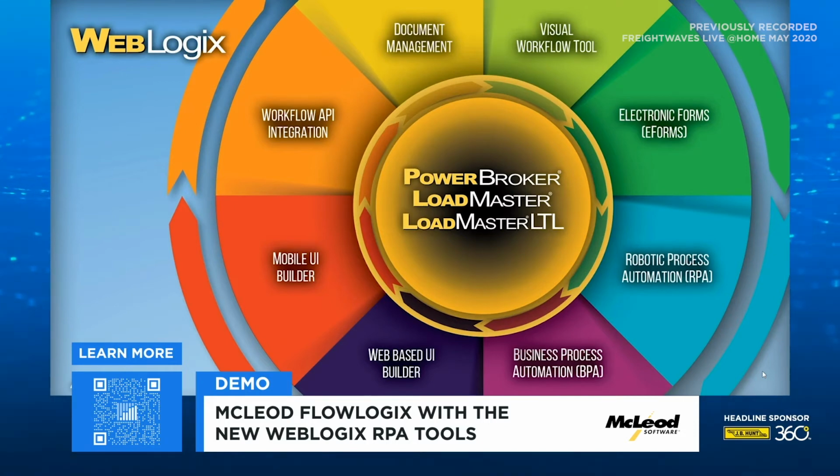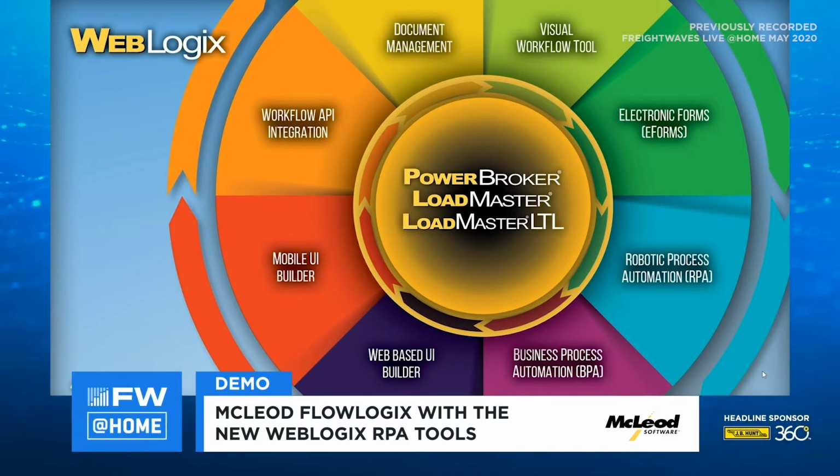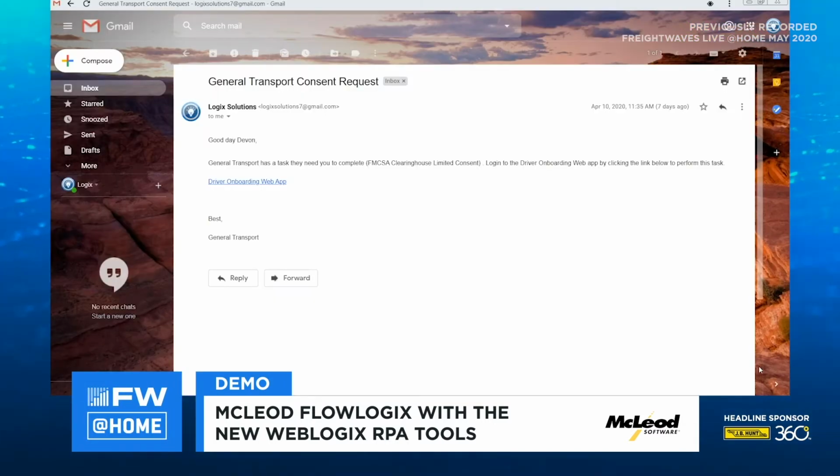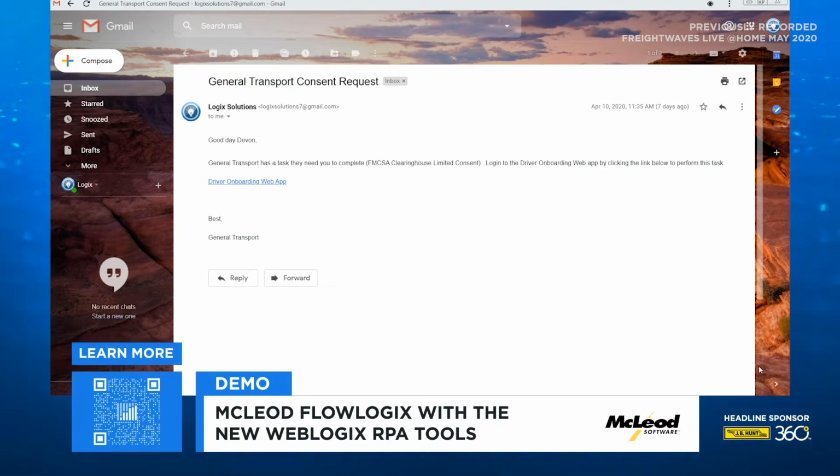The business problem WebLogix will solve is specifically around the repetitive nature of the requirement to query the FMCSA's Drug and Alcohol Clearinghouse. I'm now acting as a driver who has applied for a job, and I'm in the process of being onboarded. Based on the completion of a previous WebLogix task, the automation tools have sent me an email with a link to my driver portal.